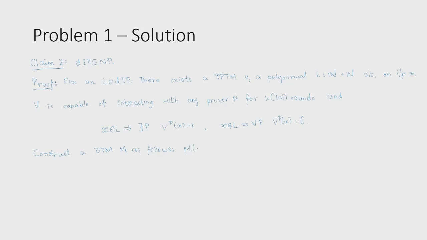So M on input X, A1 to AK of size of X. So instead of writing the certificate as a single string Y, I'm breaking up that certificate into multiple strings, A1 to AK. Instead of writing this, let me just write K is equal to K of size of X. This would be quicker. M on input this does the following.